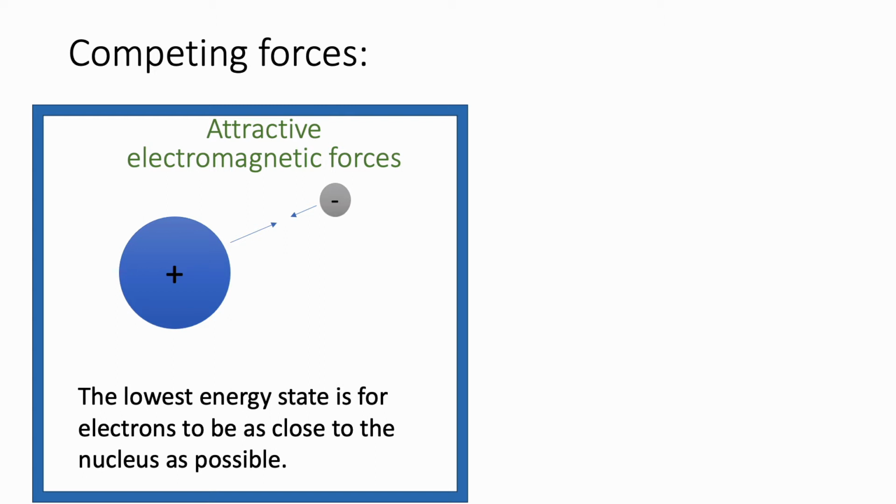Now, if you were trying to stop the electron from moving towards the nucleus, you would actually have to apply force, and so it actually takes energy to move an electron away from the nucleus. So the lowest energy state is for an electron to be as close to the nucleus as possible.